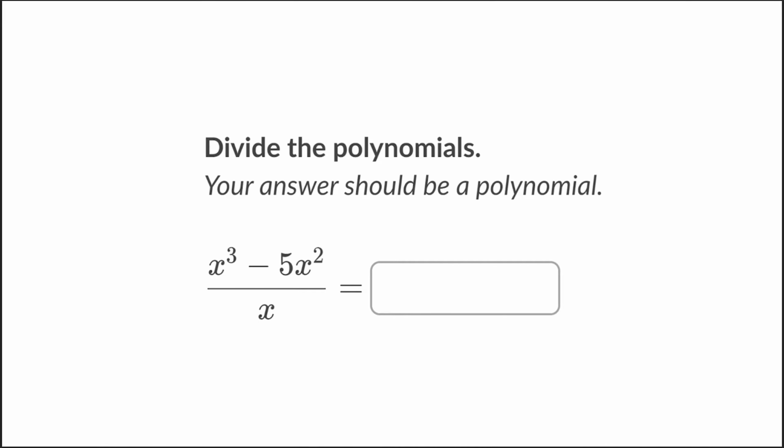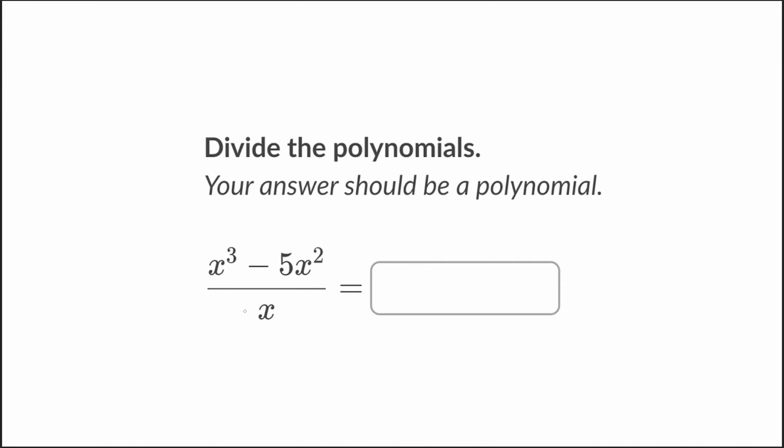Alrighty, here is our next problem. What do we have? We have x cubed minus 5x squared over x. And the question is the same. We're dividing polynomials. And let's go ahead and do that.